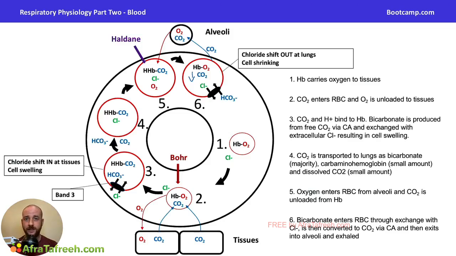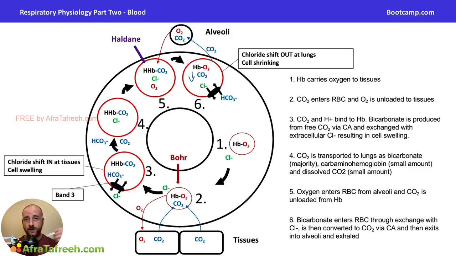And so at the level of the lungs, that extracellular bicarbonate that's entering into the red blood cell is going to be converted into carbon dioxide through the actions of carbonic anhydrase, and then that carbon dioxide is going to diffuse out of the red blood cells into the alveoli and then get exhaled.